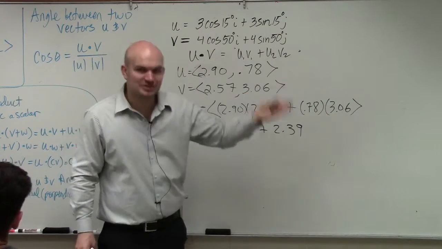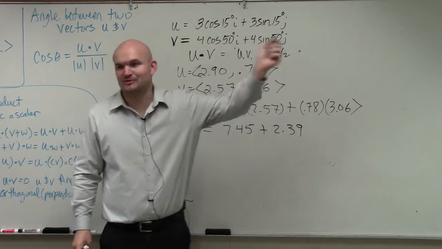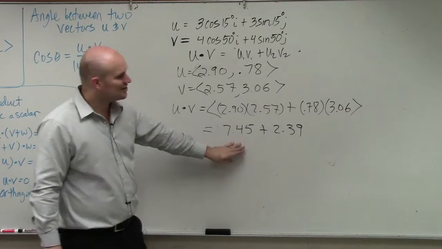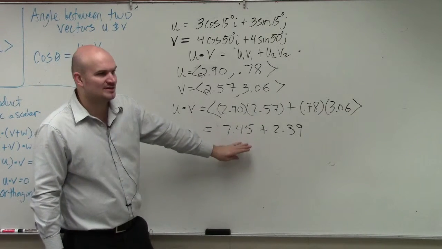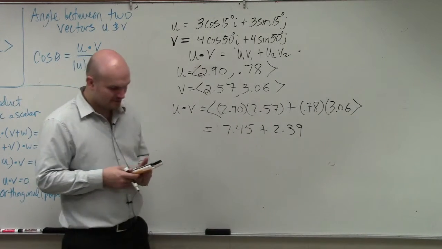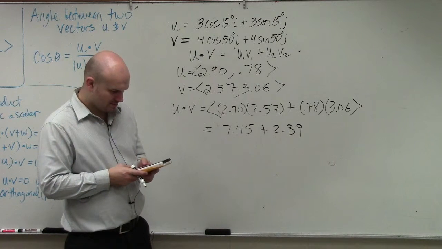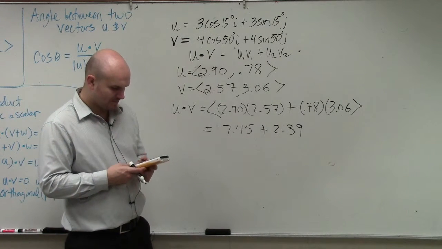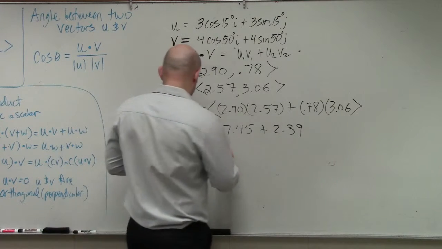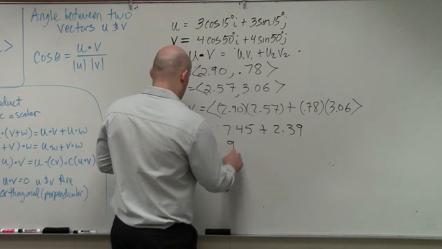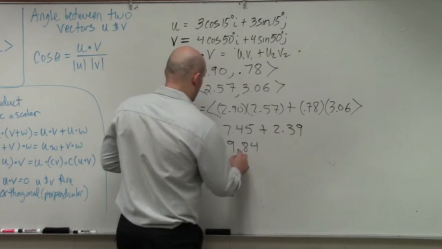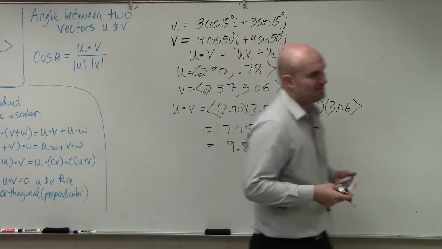So just be conscious. I was unconscious and just doing work, and I put it in vectors. Just understand that, again, we're not creating a new vector. We're adding these two to get a value. So 7.45 plus 2.39 gives 9.84. That is going to be your dot product.